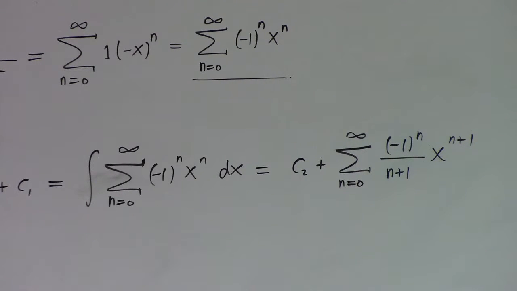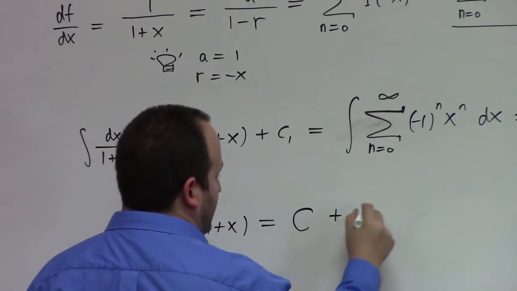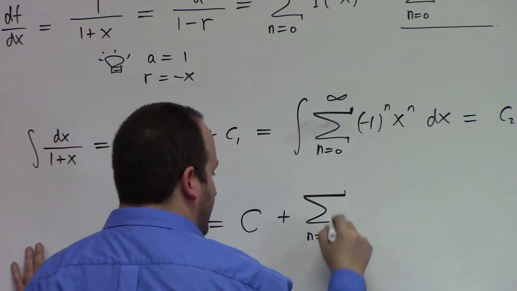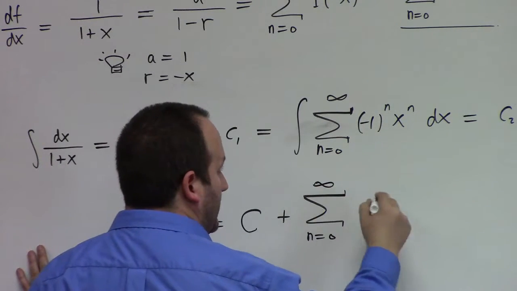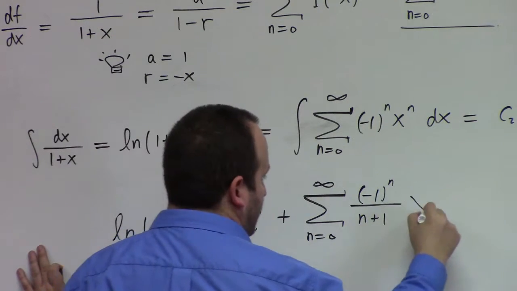Any questions? So I'm just integrating term by term. So you can rewrite this, right? What we really have is the natural log of 1 plus x is equal to some constant, plus the sum, n equals 0 to infinity, minus 1 to the n, over n plus 1, x to the n plus 1.